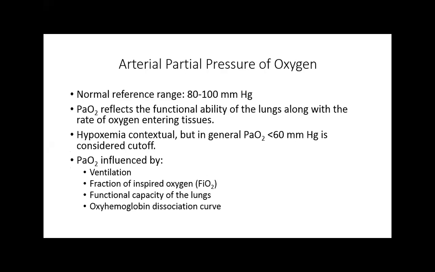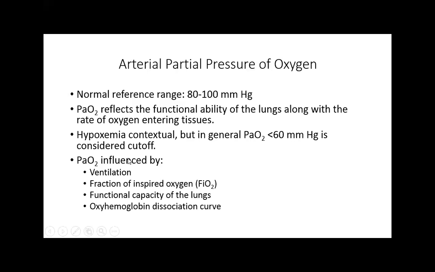Partial pressure of oxygen runs about 80 to 100 millimeters of mercury. In terms of when an individual would be considered hypoxemic, which would be impaired oxygen levels, it is somewhat contextual because of the different factors that go into determining what arterial partial pressure of oxygen is. So one clearly is ventilation: how rapidly is the person inhaling and exhaling?